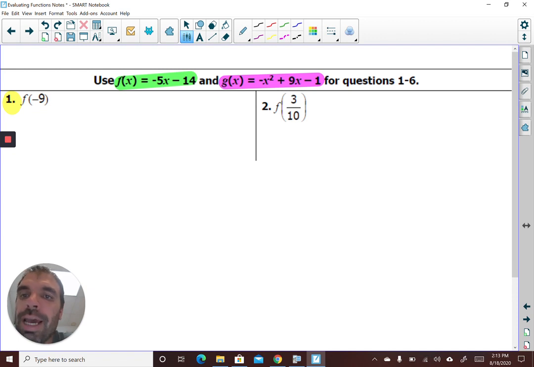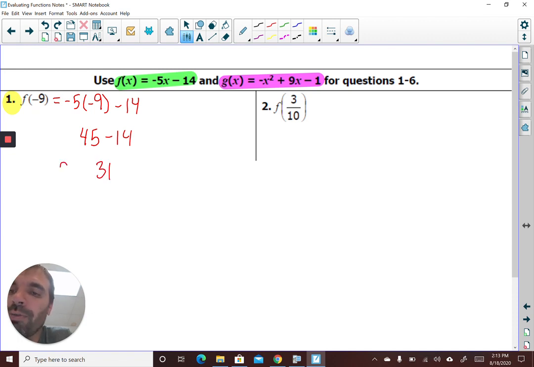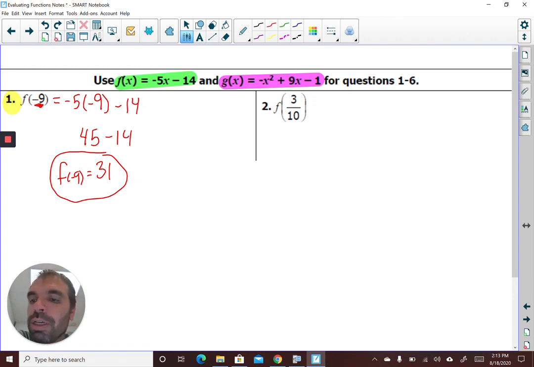If we want to find f of negative 9, that's telling me use the f function, so that's the green guy I highlighted up here, and I'm going to plug negative 9 in where x is. So f of negative 9 would be negative 5 times negative 9, because that's what x is, minus 14. Negative 5 times negative 9 is a positive 45 minus 14, which when I do that math, I get 31. So f of negative 9 is 31. Remember this value here is what we're going to plug in for x.